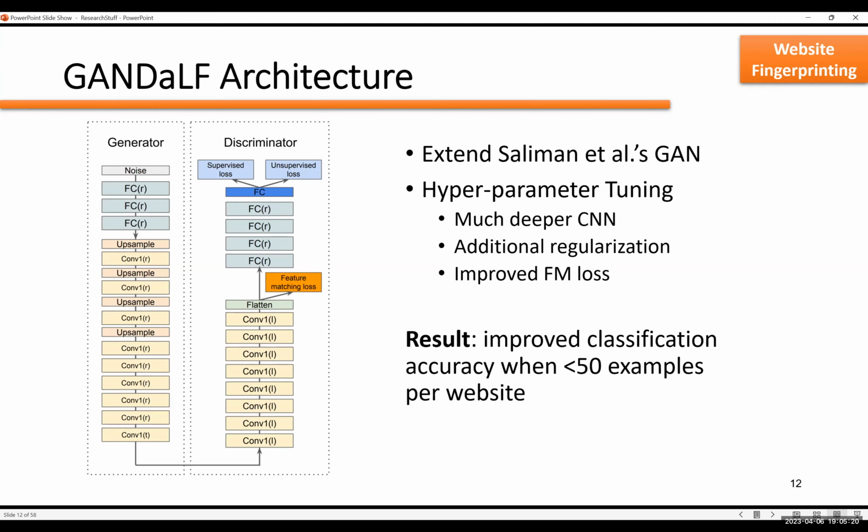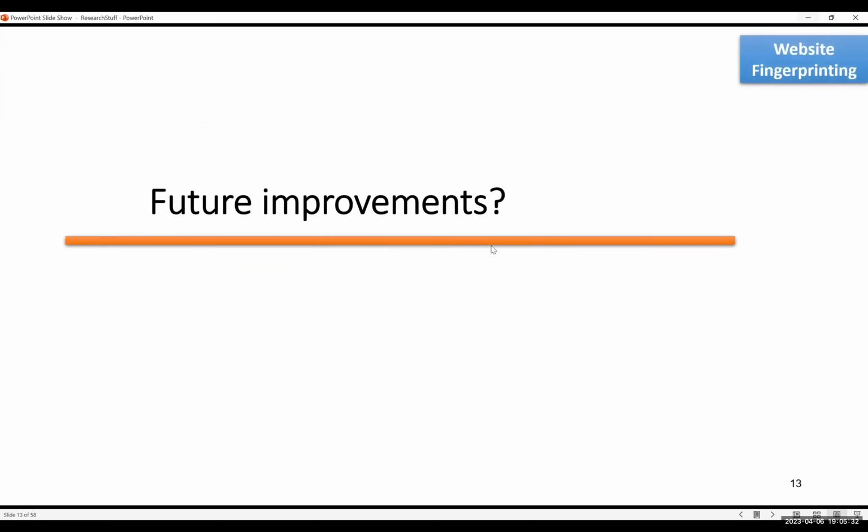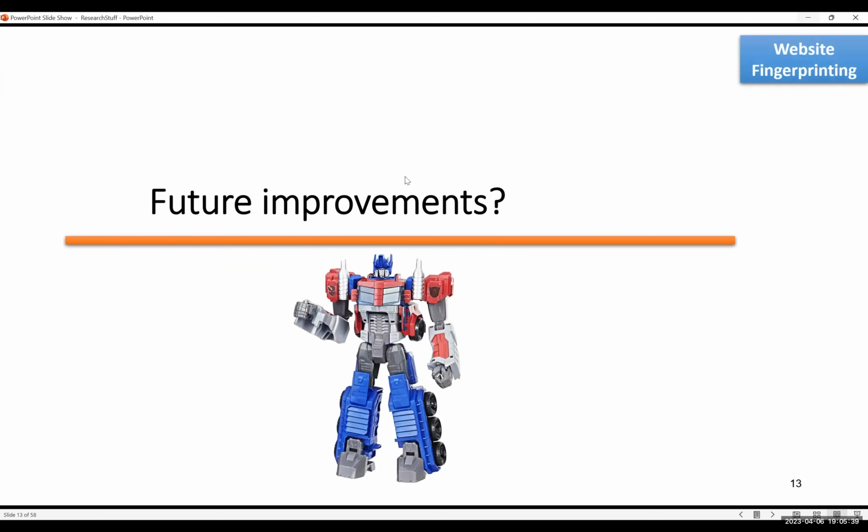We were able to get and publish a paper where we could improve classification performance by a bit when we had under 50 examples. But I think there's still quite a bit that can be improved in that direction. And my attempt to do that has been with transformers.